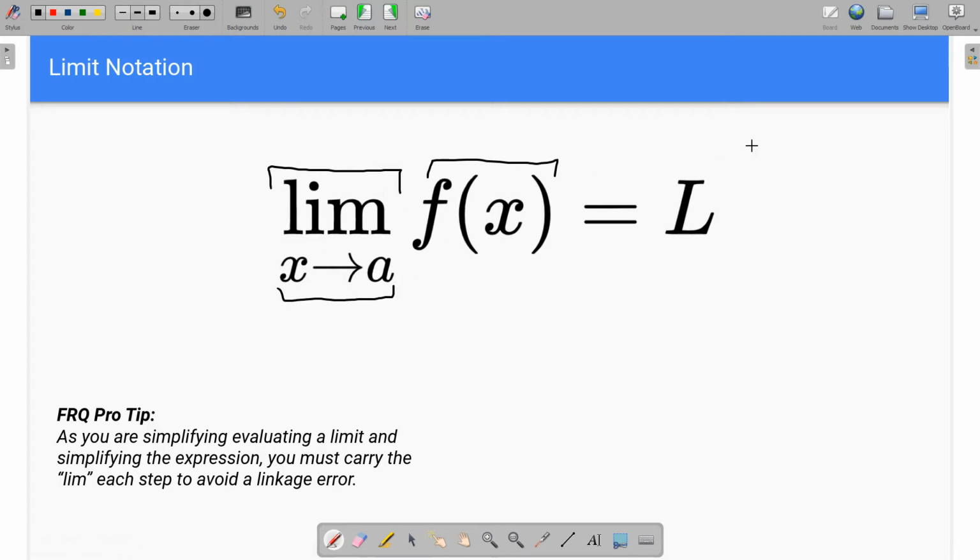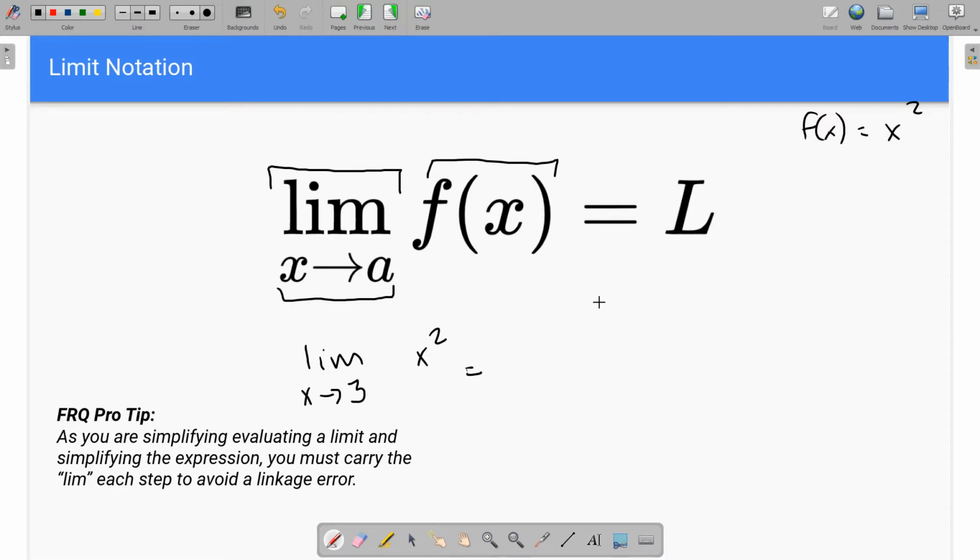So f of x is just like normal, can be any function that we would represent with f of x. So for instance, we could have f of x is equal to x squared. In that case, it's entirely appropriate for me to rewrite this as the limit of x squared as x approaches. And a here is just some number, okay? So I'm going to pick, for instance, 3.